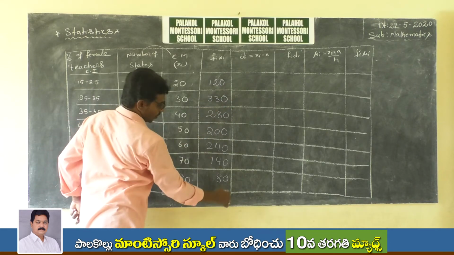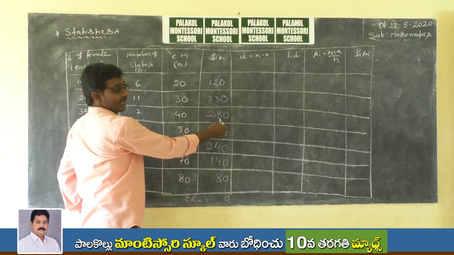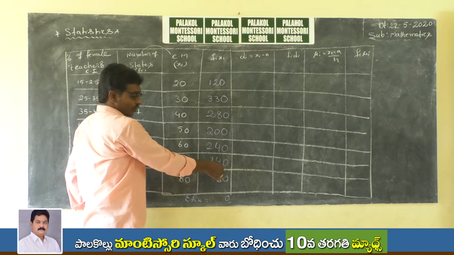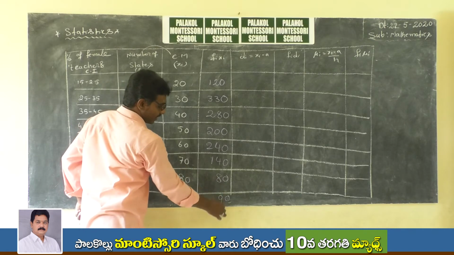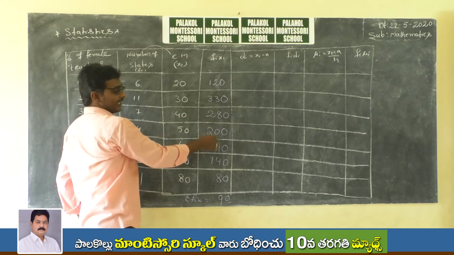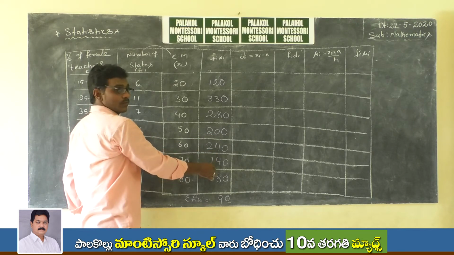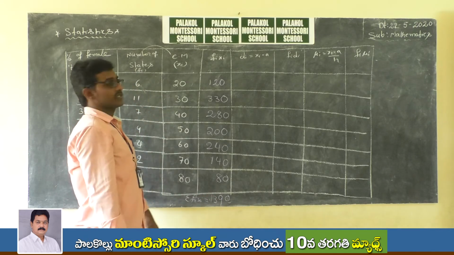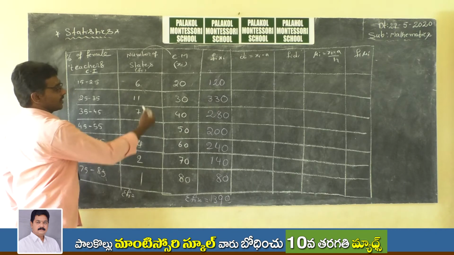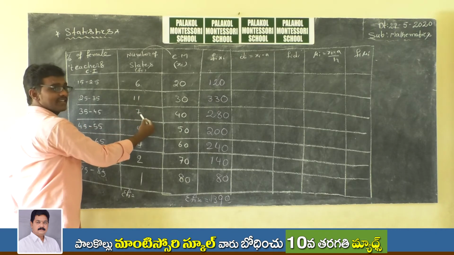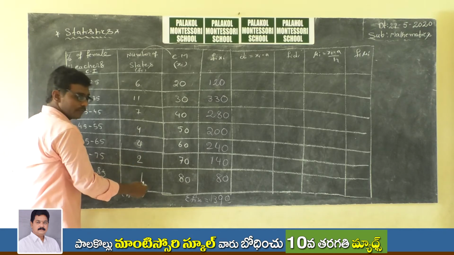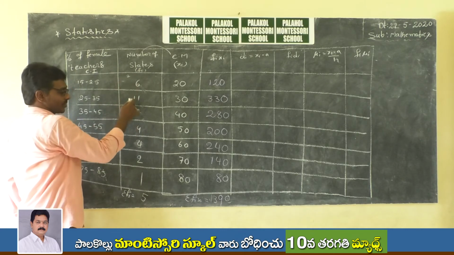Add sigma fi xi. Adding these values, we get 1390. Wait. Next we find sigma fi. 6 plus 1 is 7. 7 plus 7 is 14. 14 plus 4 is 18. 18 plus 4 is 22. 22 plus 2 is 24. 24 plus 1 is 25. 25 plus 1 is 35. This is it.